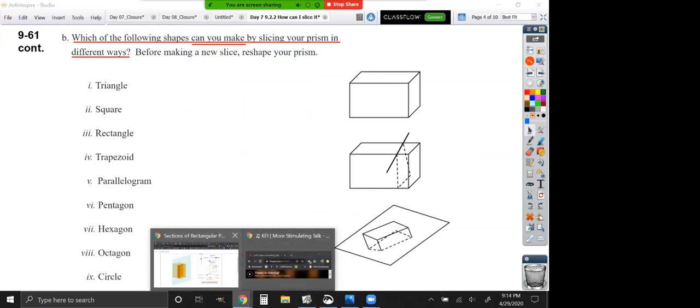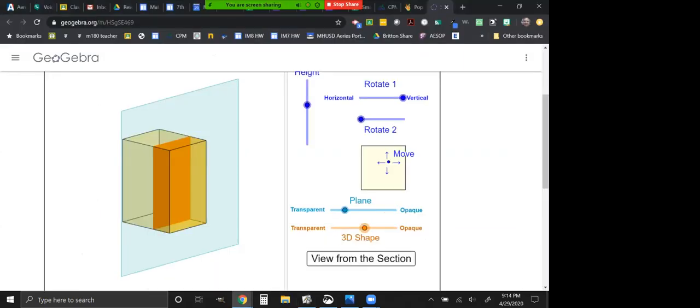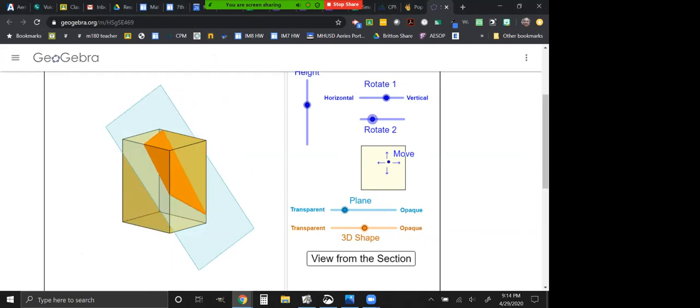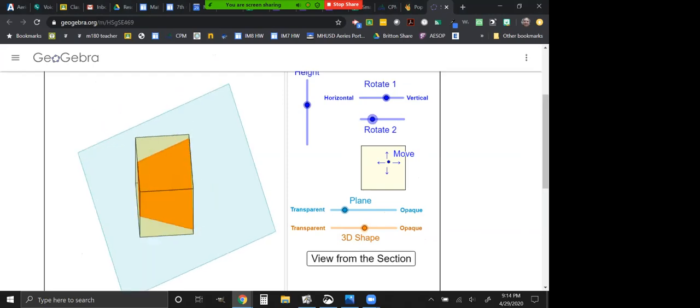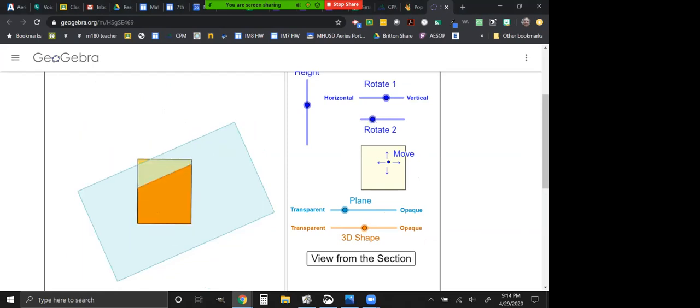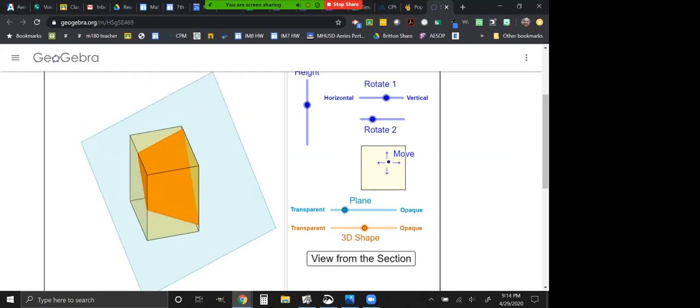So if I go back to my tool here, is it possible to make a triangle? We're going to start with a triangle. If I were to take this and rotate it a little bit this way, and a little bit this way, and we'll look at it. Is that a triangle? Now, that looks like a trapezoid.